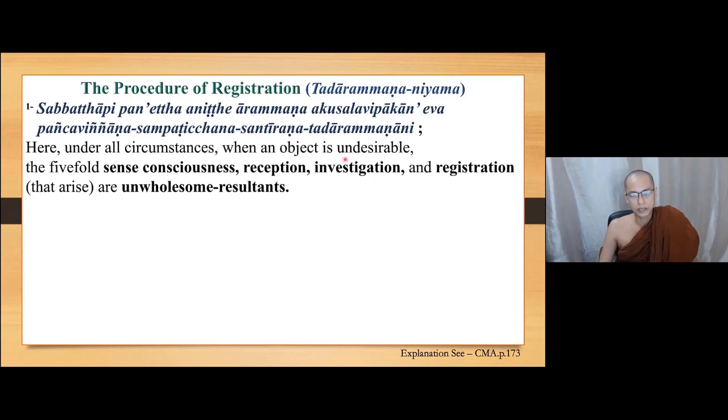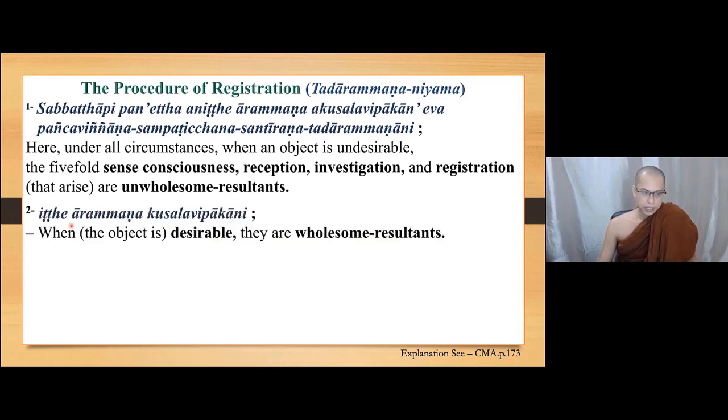One thing we can consider: if the object is undesirable, any of the unwholesome resultants among the 11 registrations. Then secondly, Itthararammane kusala vipakani. If the object is desirable, Ittha is desirable. So here the wholesome resultant refers to all four types: sense consciousness, receiving consciousness, investigating consciousness, and registration consciousness all change to the wholesome resultant when the process takes a desirable object as its object.